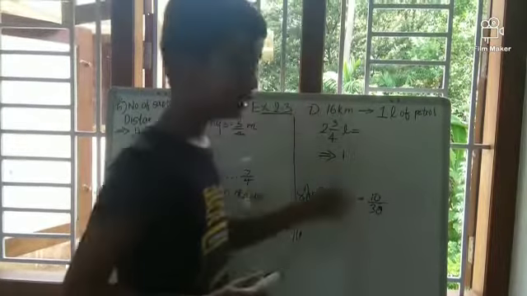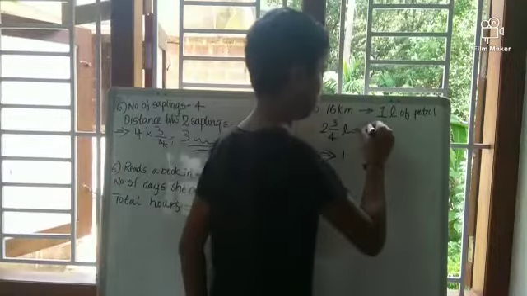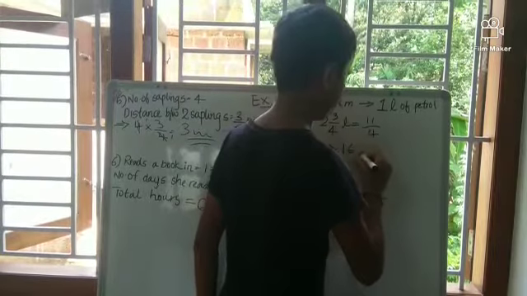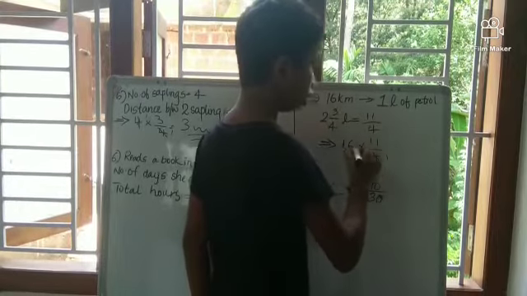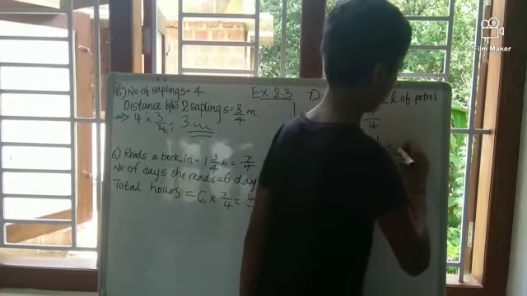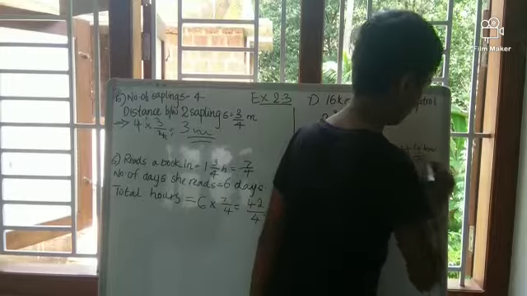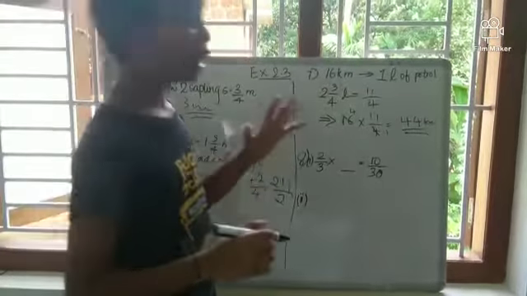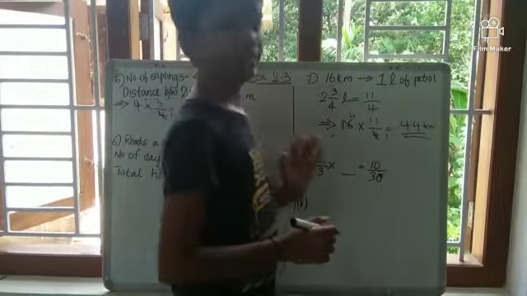We can first make this an improper fraction. 4 twos are 8, 9, 10, 11, so 11/4. 16 into 11/4. 4 ones are 4, 4 fours are 16. 11 into 4 is equal to 44. 44 kilometers. Okay, so the car travels 44 kilometers using 2 3/4 liters.